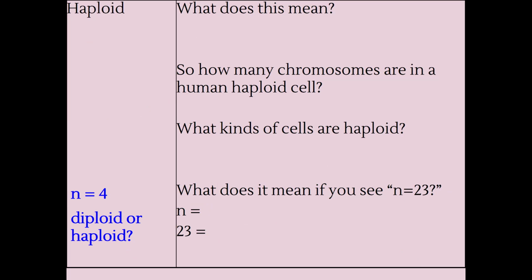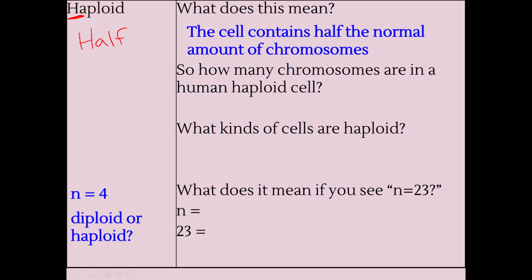Haploid, like we said yesterday, underlining the HA, haploid means half. So it is half of the set, or half of the normal amount of chromosomes in that particular organism. If we look at human haploid cells, diploid was 46, so human haploid is half that, which is 23. In the human body, sex cells, so sperm and egg, are haploid. And again, this is only sex cells.